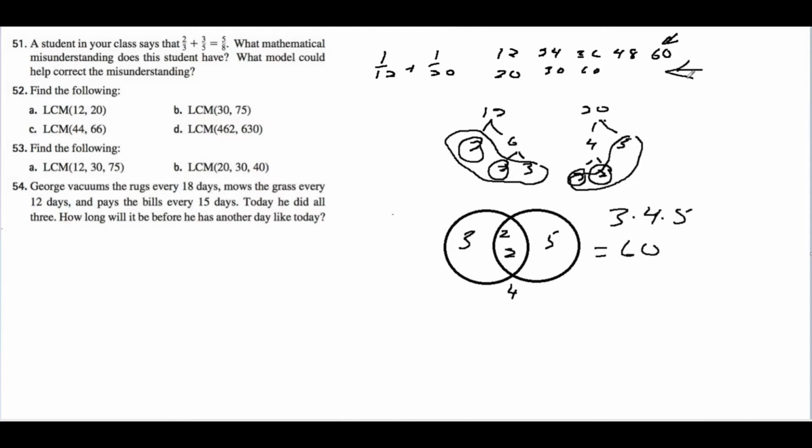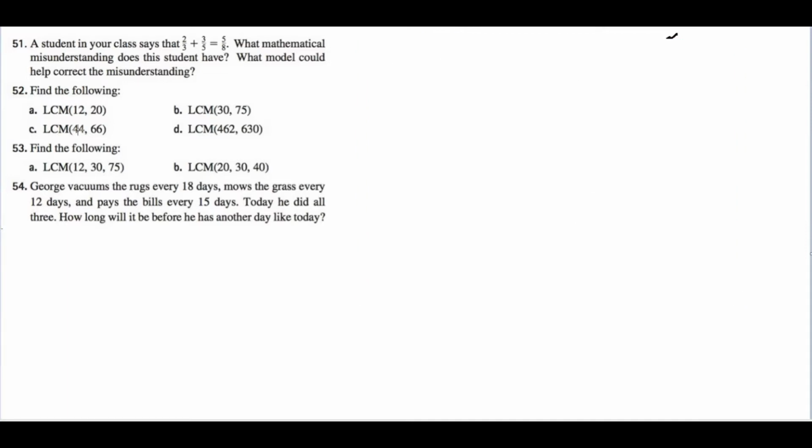This method right here worked fine for this because it's fairly short, and that's why you might want to just start listing the multiples. But that would also then be our least common denominator, the 60. When we look at B, the 30 and the 75, again you could start listing them: 30, 60, 90, 120, and 150, and I think right there you might see that 150 is it, because 75, 150 is next, so that's going to be that way.